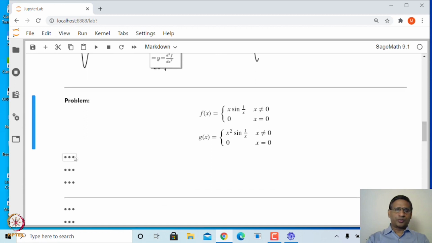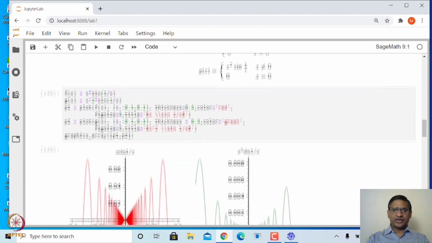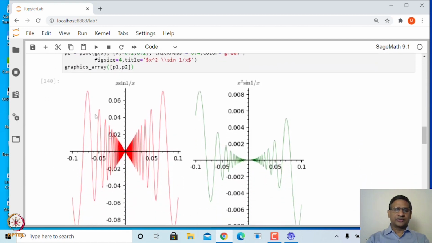So, if I try to plot the graphs of both these functions side by side, that is where we have used the graphics array. If I plot them side by side, this is how the graphs look. This is the graph of x into sin 1 by x, and this is the graph of x square into sin 1 by x. In this case, if you look, there is a very sharp turn here, a sharp edge in the corner, I should say.